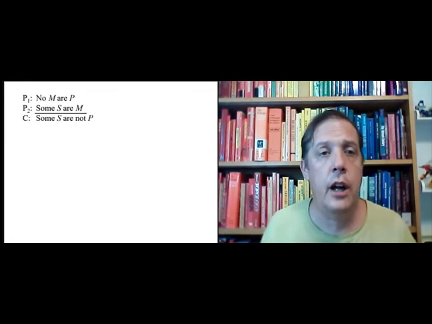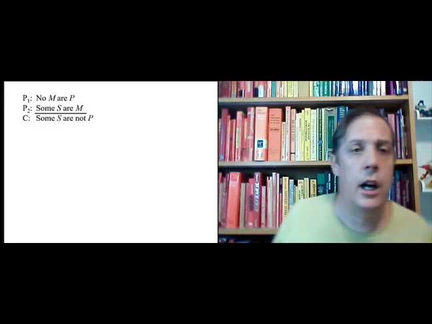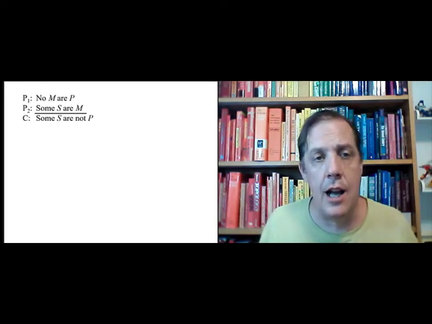So now let's do an argument that actually has you shade in the middle region. And also this one is going to have us use particular statements, I and O statements, which we haven't seen how to diagram yet. So look at this diagram. This is EIO1, or this argument rather, EIO1. No M are P, some S are M, and some S are not P.